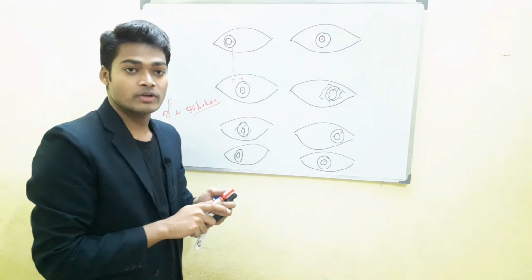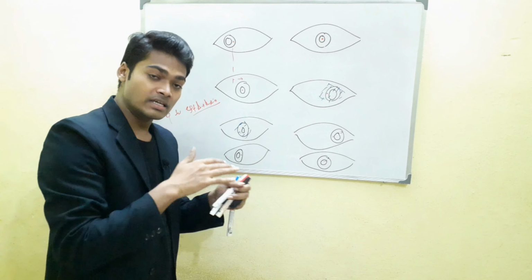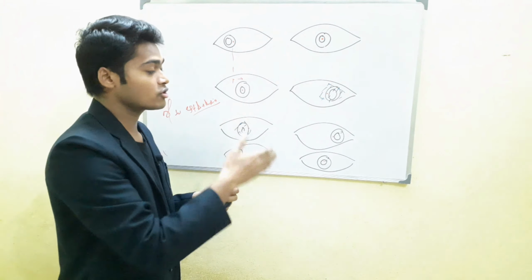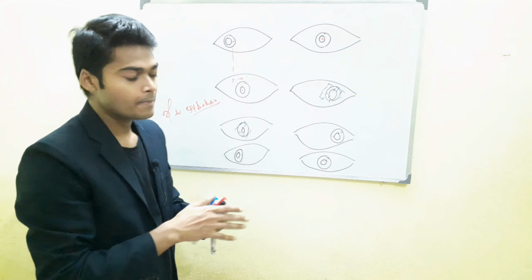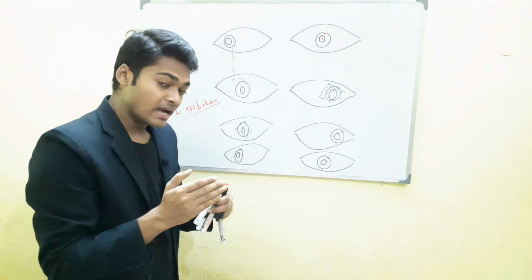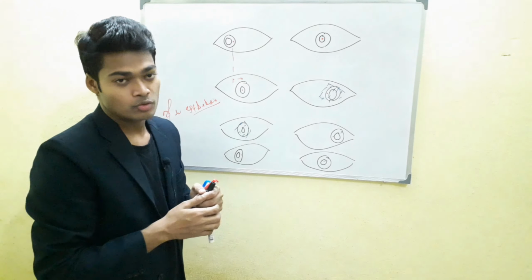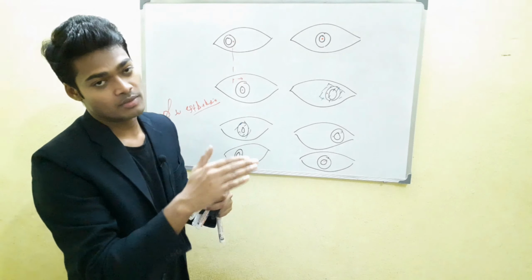In comitant squint, the primary deviation and the secondary deviation are equal. Now the question is, what is comitant? In all positions of gaze, the eye remains at the same amount of deviation, right. And in paralytic squint, the secondary deviation is much more than the primary deviation. No need to be overwhelmed; I already discussed what the secondary deviation and the primary deviation are.